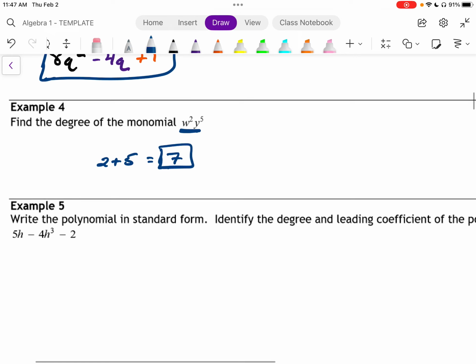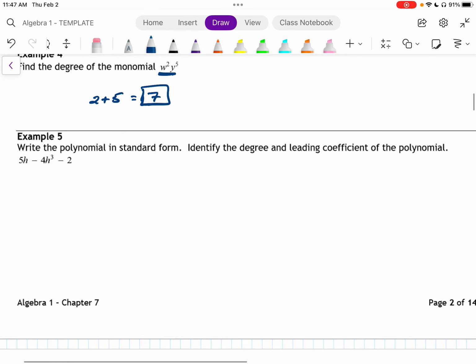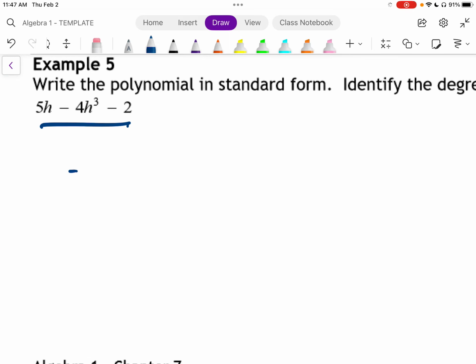All right, example 5. This is similar to a problem we did, I think, on the front page. We're going to write it in standard form, and then we're going to identify the degree and the leading coefficient. So writing this in standard form just means putting the exponents in order. So I'll say negative 4h cubed. That's the biggest exponent. And then I have my plus 5h.